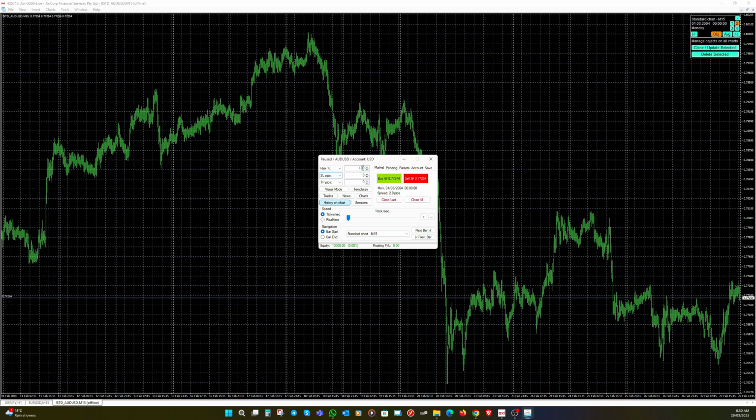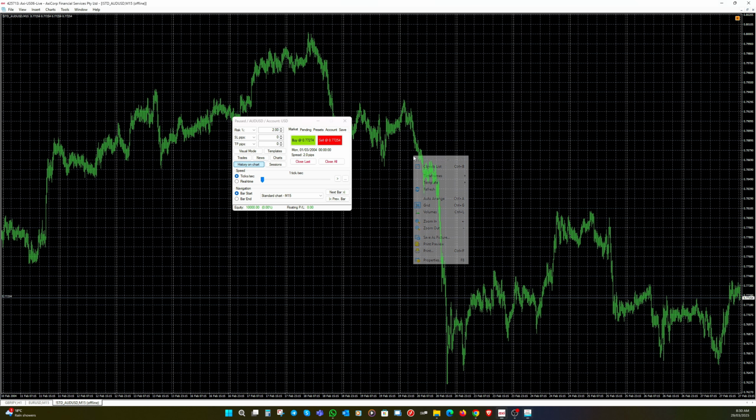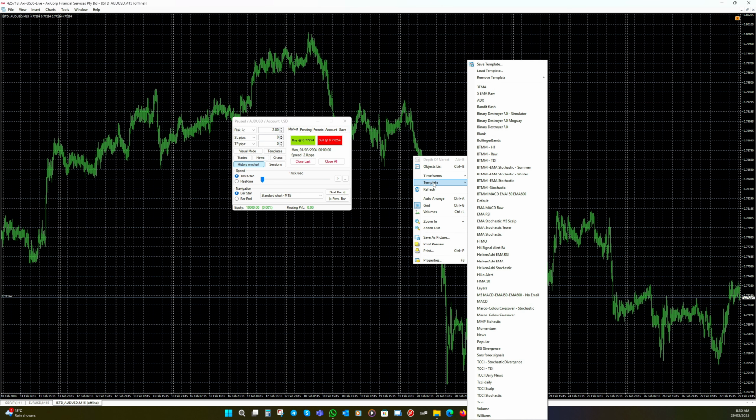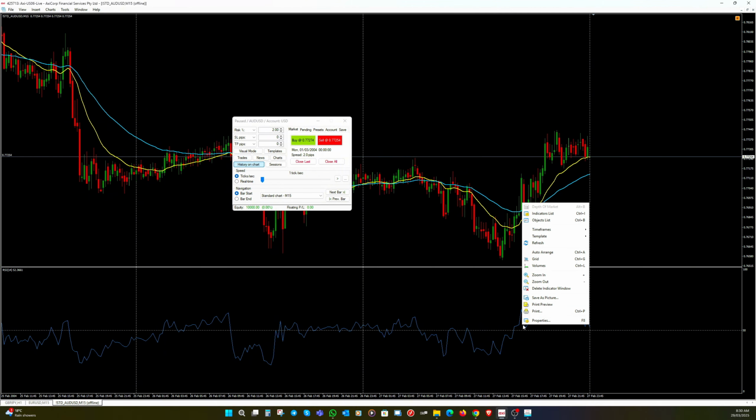Now we're going to risk 2% per trade and going for 3% target. So it is basically a 1 to 1.5 risk to reward. And just to load the indicator up, we're going to use the, let's see, EMA RSI. I'm going to make a slight change to the actual settings.